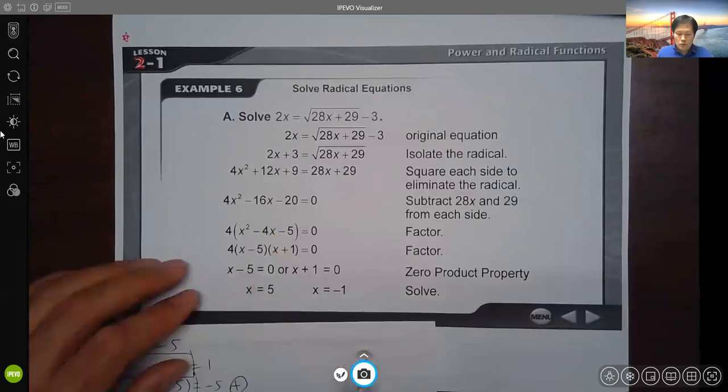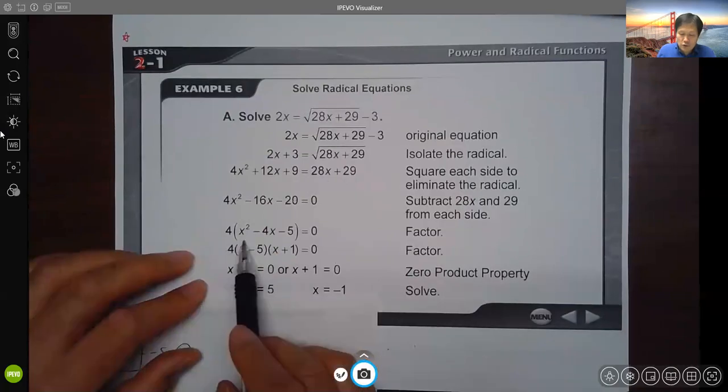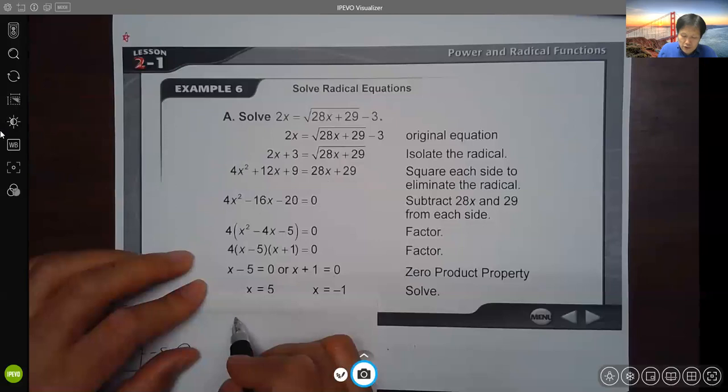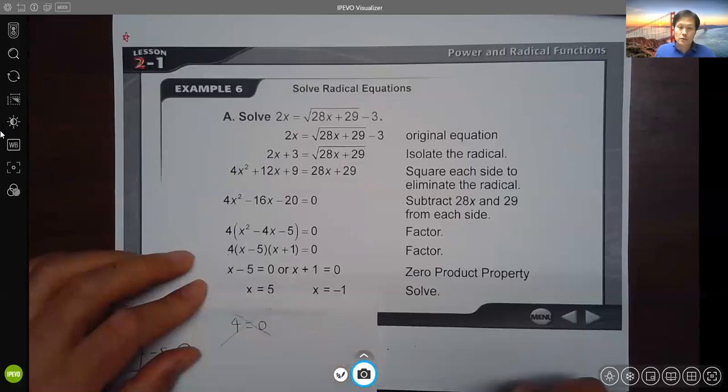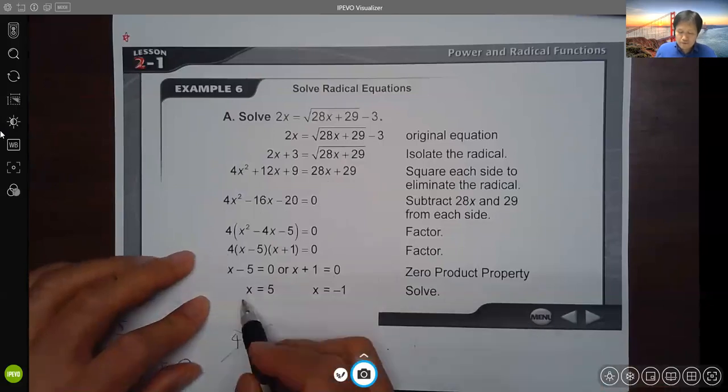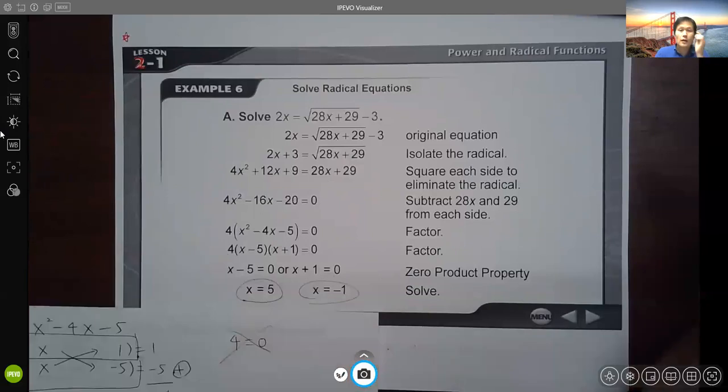So parenthesis equal to 0, parenthesis equal to 0. You can let 4 equal to 0. But 4 equal to 0, nonsense. 4 is not going to be equal to 0. So you solve for x, you got 2 answers. Here's a catch.